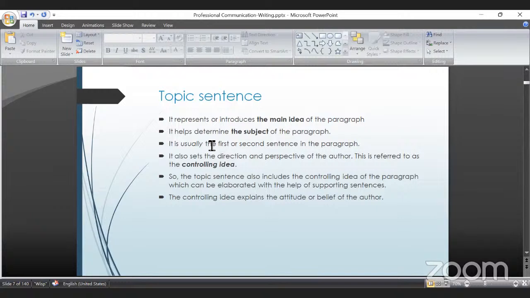But it is not a hard and fast rule, which means in other forms of writing, you can find the topic sentence later on in the paragraph too. Okay, right.